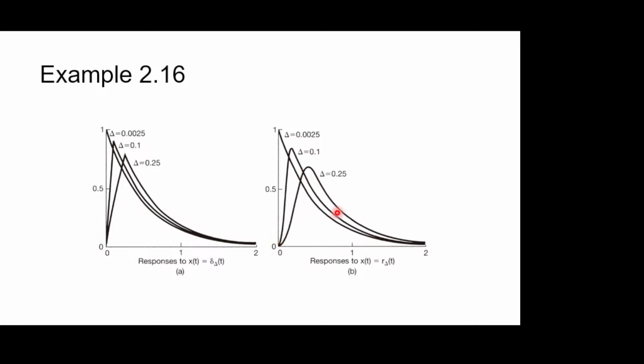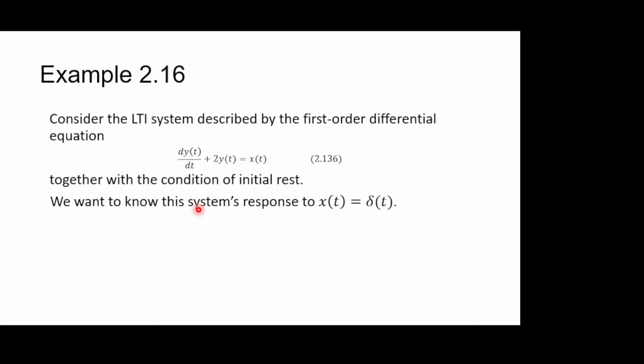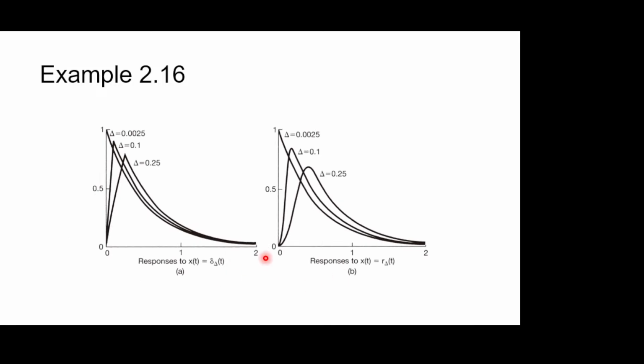You can see we have different values of triangle: 0.25, 0.1, 0.025. When we have a larger triangle, they look different, but as the triangle goes to 0, they all go to this exponential function. So we approximate x of t as going to delta of t with different triangle functions, and we get the same result.